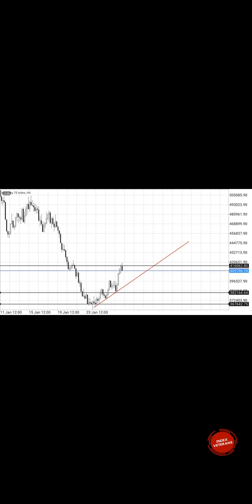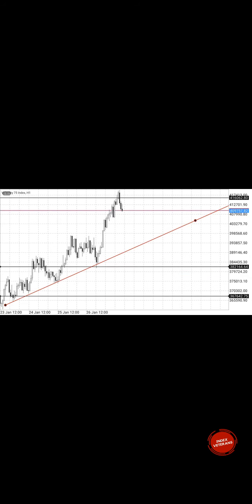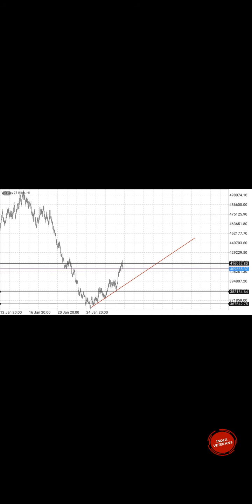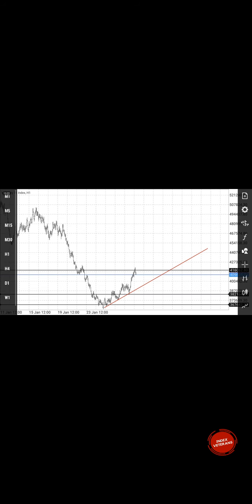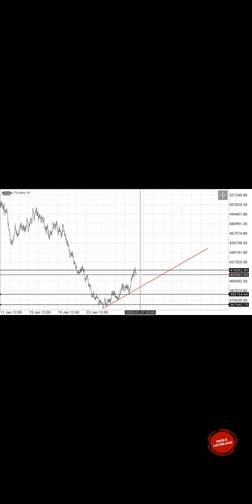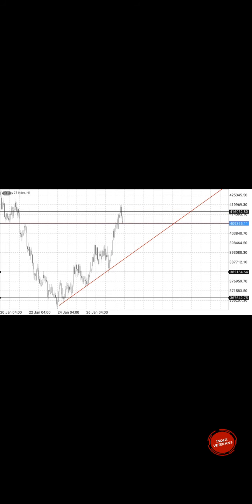So let's go and see this in the 1 hour time frame. Yeah, we have a lot of movement here. So just in case, because you never know, the price breaks above, you will have to wait, guys.